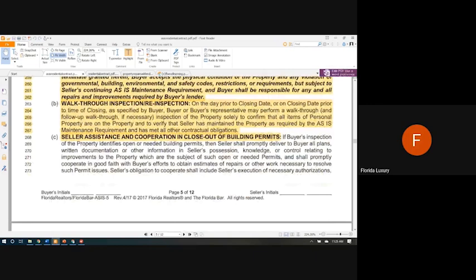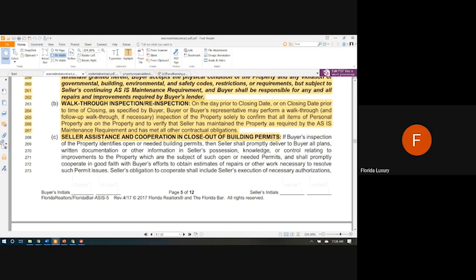On the day prior to closing, or on the closing date prior to the time of closing, the buyer or the buyer's representative may perform a walkthrough and follow-up walkthrough, if necessary, inspection of the property solely. Now here's where it gets important. Solely to confirm that all items of personal property are on the property and to verify that the seller has maintained the property as required by the as-is maintenance agreement and has met all other contractual obligations.